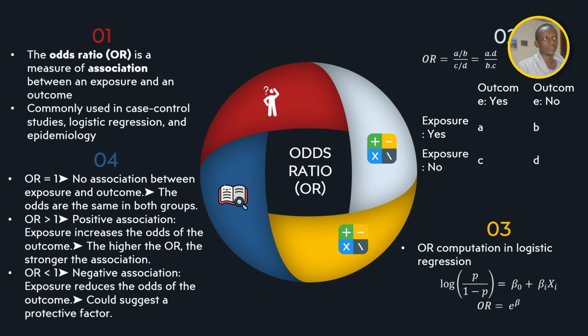When we have a negative association, it is indicated by an OR less than 1. And this means that the exposure reduces the odds of the outcome, and it could suggest a protective factor. So we'll be seeing an example in the next slide.